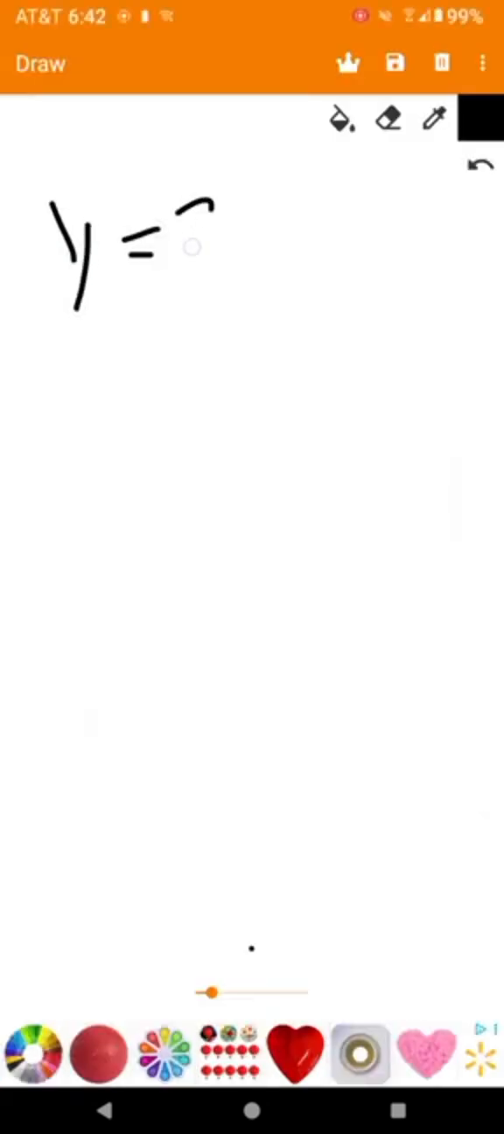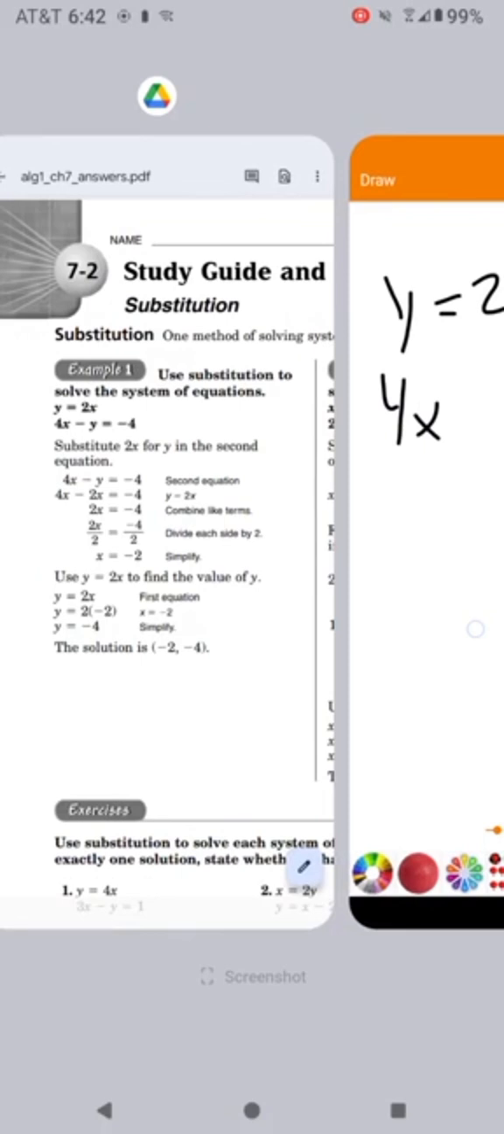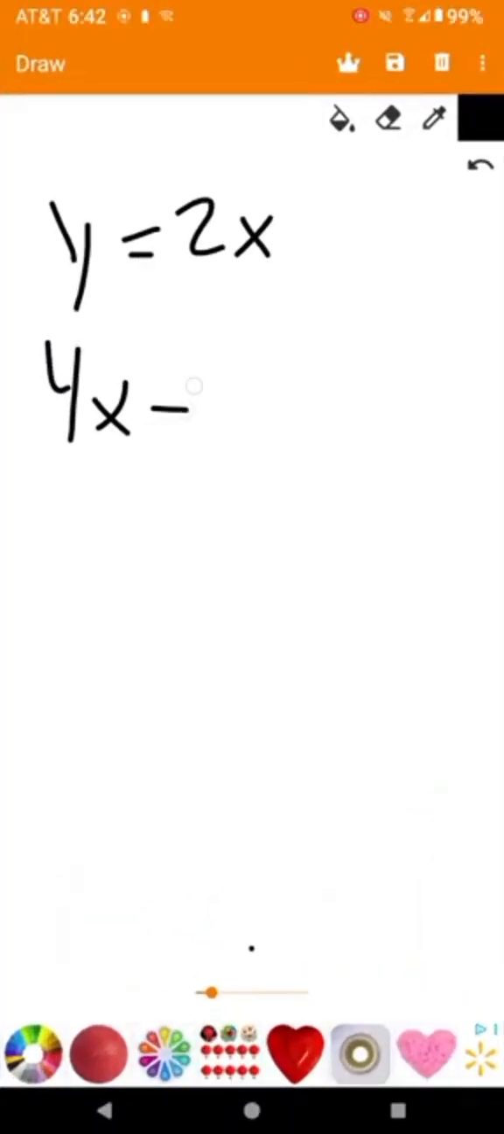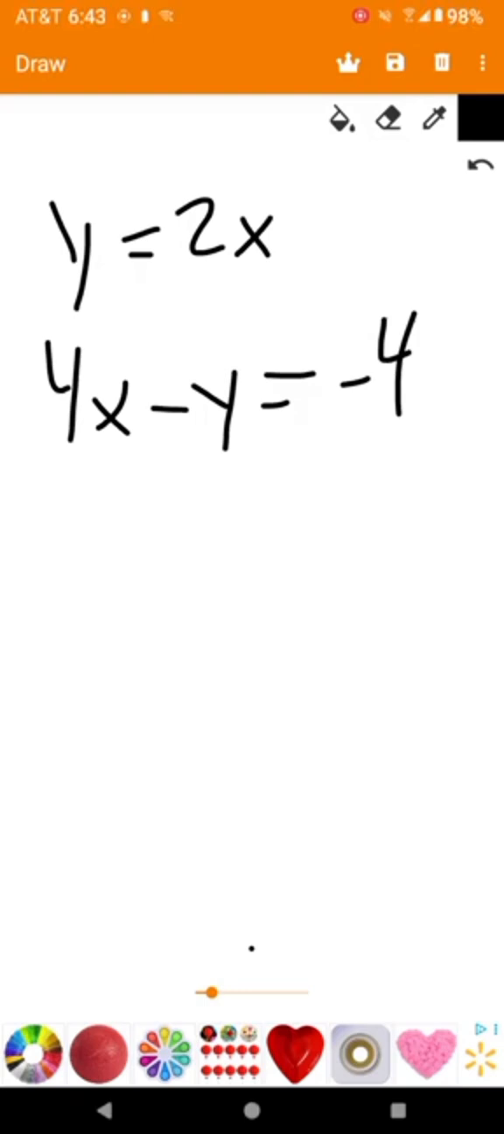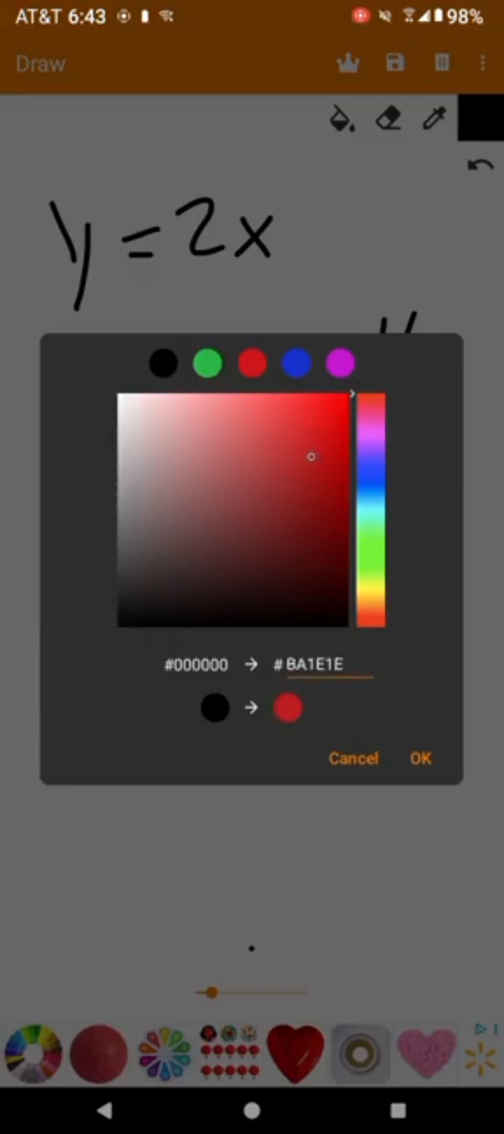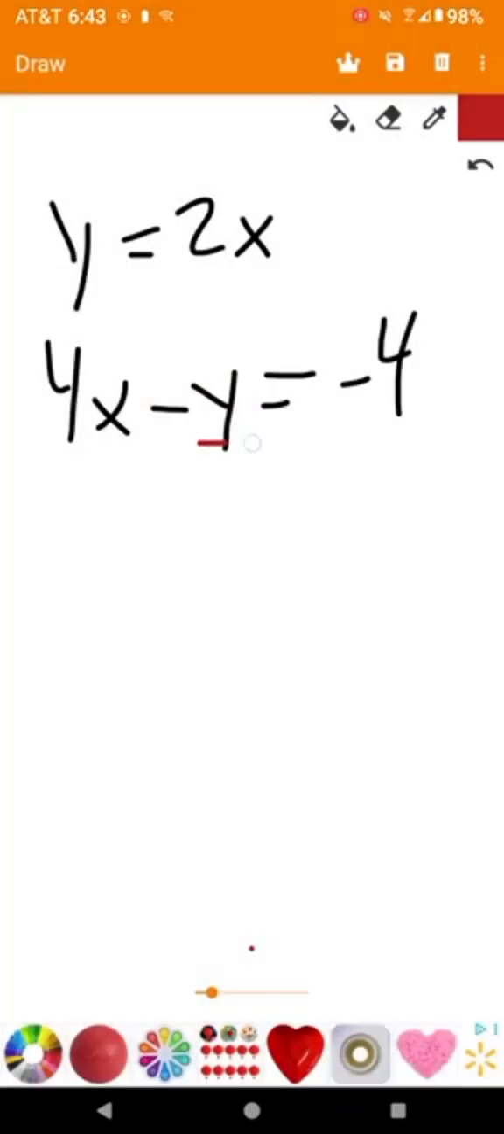Alright, so in this example we have y equals 2x and we have 4x minus y equals negative 4. So we can see that it literally says that y is equal to 2x, meaning that y is the same thing as 2x. So anywhere we see y, we can put 2x in its place. So that's what we're going to do. So we'll rewrite this.